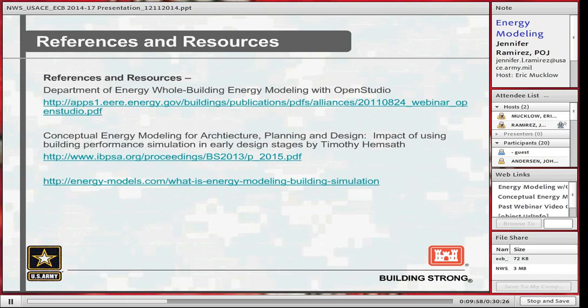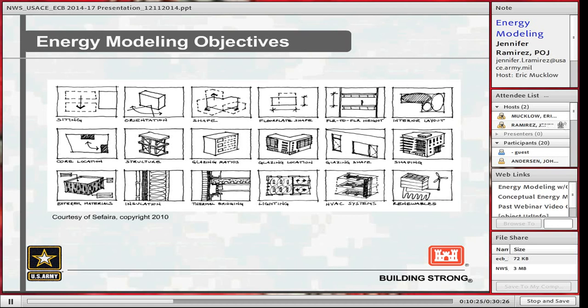So I wanted to include a reference sheet in case others would like to learn more about energy modeling. This is also some of the reference material I used for the previous slides. The Department of Energy has published a great deal of information on energy modeling, and the additional links on here are what I would consider to be exceptionally helpful and accurate.